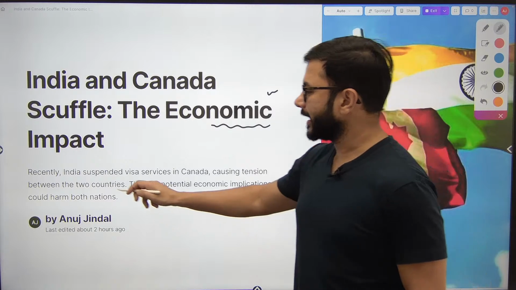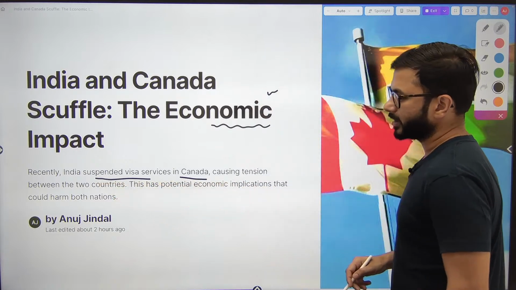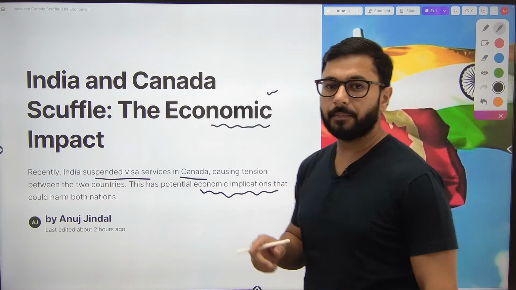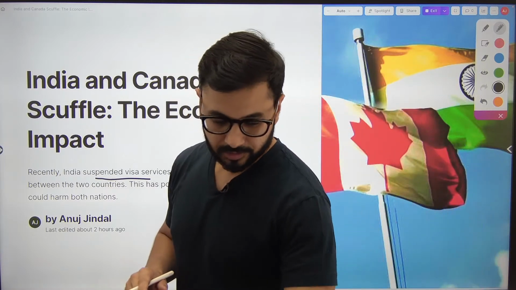न्यूज की अगर हम बात करें, India has suspended visa services causing tension between two countries. There are potential economic implications that could harm both the nations. Let's try and understand. Okay.